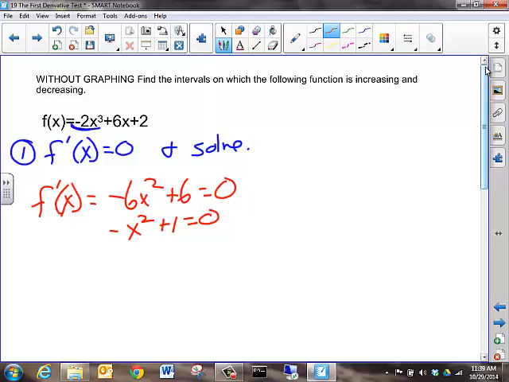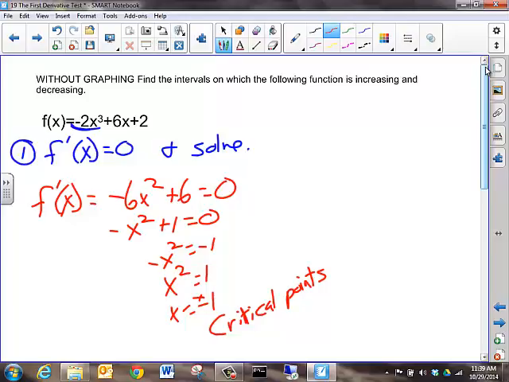What do we want to do now, people? Subtract the 1, so we get negative x squared equals negative 1. So we get x squared equals 1, so x equals plus and minus 1. What have we just found? These are critical points, okay?